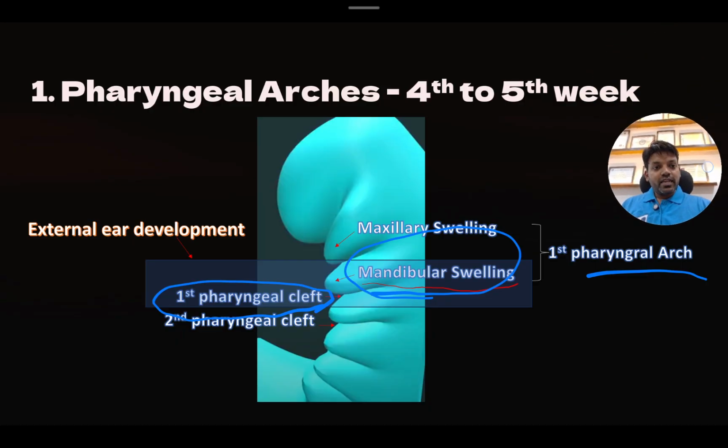By the 4th or 5th week, we get to see these pharyngeal arches develop. The first pharyngeal cleft also gets developed. Okay, now we will see how the development starts.